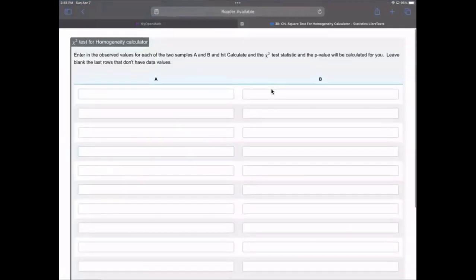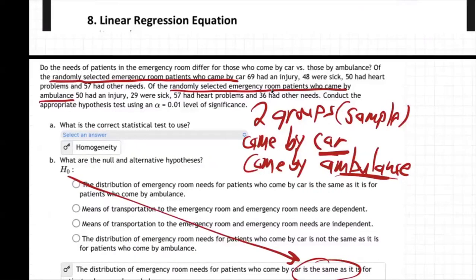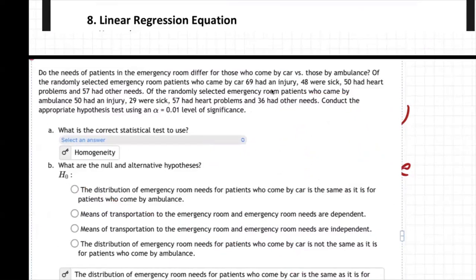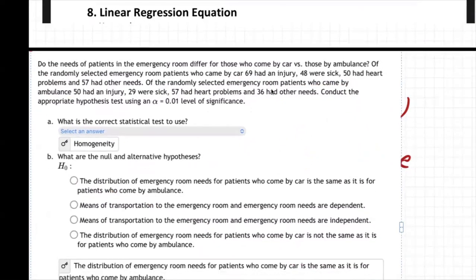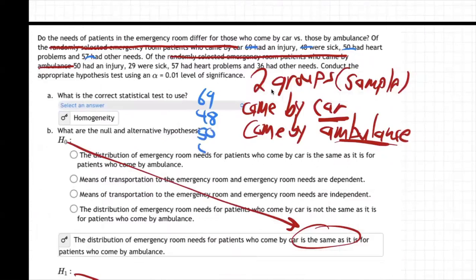23, we go there. And when we go there, what we get is a couple of columns, A and B. And we have to put the data down in A and B. So if you go back and see the data, here's the data. So I'm going to take these numbers right here, 69, 48, 50, and 57.